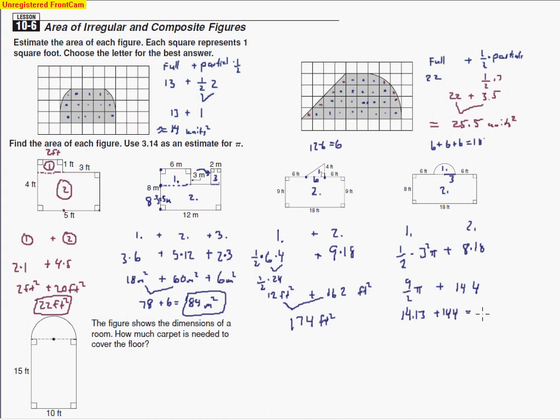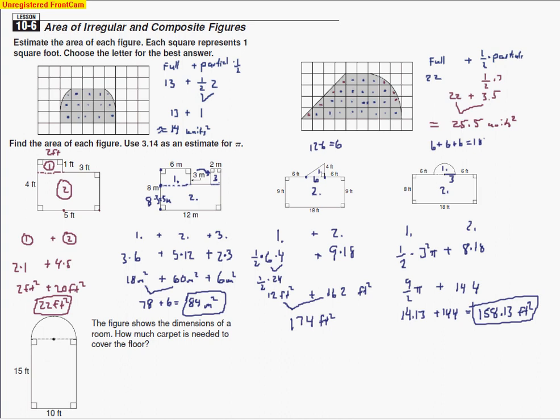When I add those two numbers together, I still have that 13 hundredths. And it looks like I don't need to round it, so I'll just leave it like that. And then I add this, I get 158.13, and this is feet squared. So there is my answer.